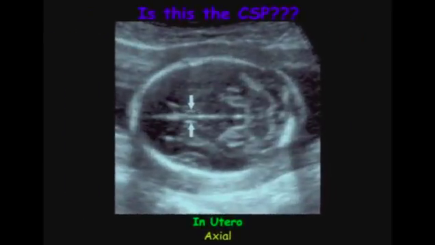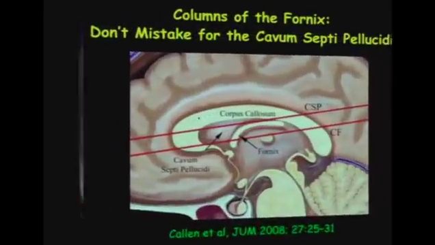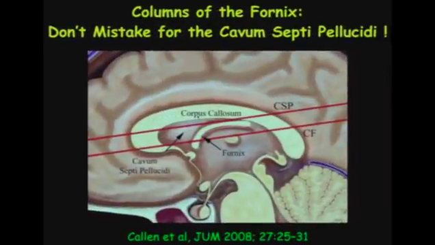So is this the CSP right here? We have two walls, but notice that there's a line going down the middle, something we didn't see before. So this was a superb article by Peter Callen and the UCSF group talking about this pitfall. We want to take our image of the CSP further cephalad right here. If we take it further caudally, we're going to pick up the columns of the fornices.